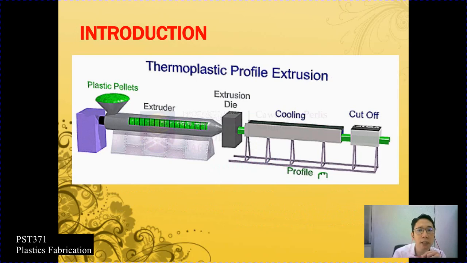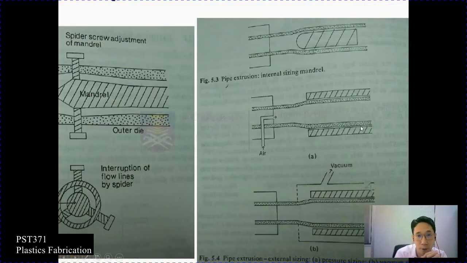This is basically an illustration of the whole production line of the extrusion process. We have the extruder, the extrusion parts. We have raw material that goes through the extruder parts. We have the extrusion die that gives shape to your continuous articles or parts. And then it goes to the cooling section and then on to the cutting off.